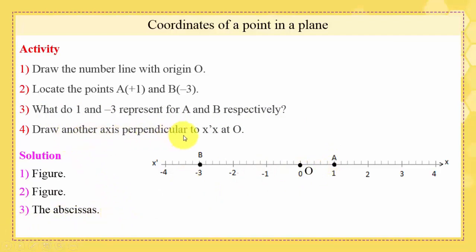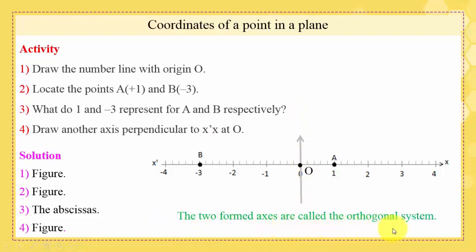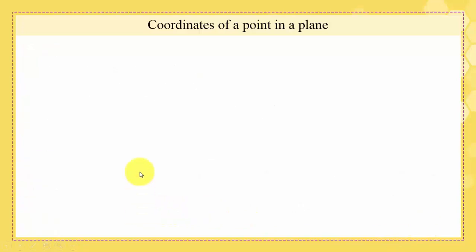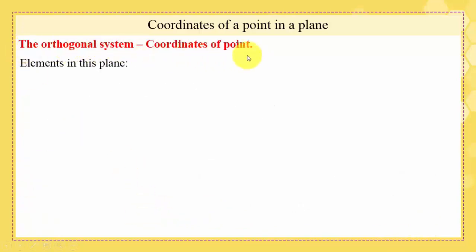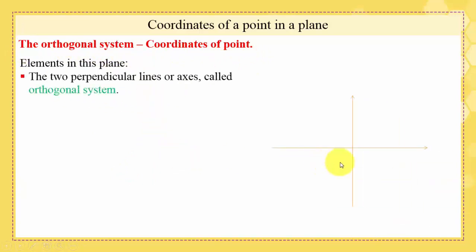Draw another axis perpendicular to x prime x at O. This is the axis that is perpendicular to x prime x. The two formed axes are called the orthogonal system. So x prime x and this axis which is perpendicular to it are called the orthogonal system. The orthogonal system, coordinates of a point. Elements in this plane. Look here for the system. The two perpendicular lines are axes. These two lines, they are axes called orthogonal system. Together they are called orthogonal system.